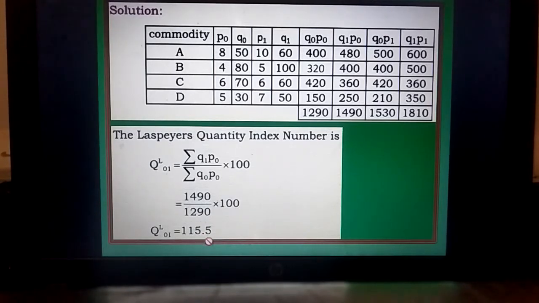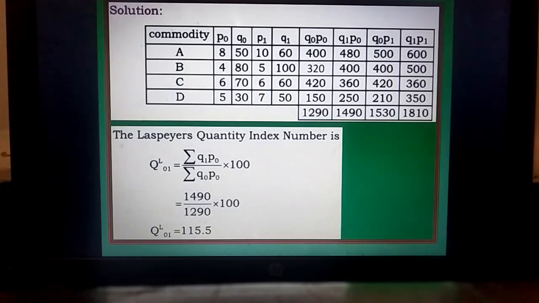So what is the conclusion? 15.5% is increase. In what? Since it is quantity index numbers, we should write in quantity level. We should not write here as the price level. So 15.5% increase in quantity level in current year as compared to base year.